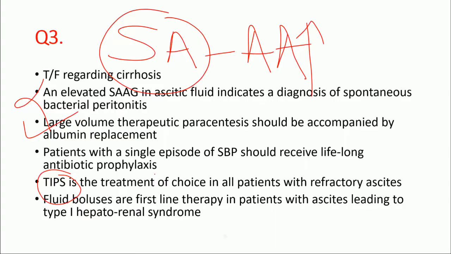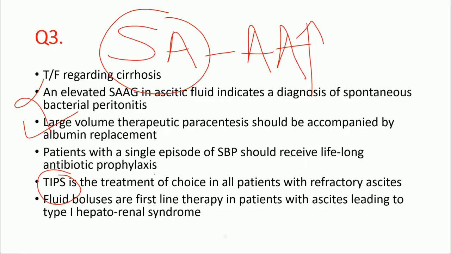And this is where the day 1, day 3 story comes in. In a patient with SBP, clinical trials have shown that when you give albumin on day 1 and day 3, that improves the outcome. Probably it prevents hepatorenal syndrome, which I'm not going to go into a lot. But if you have a patient with SBP and give them albumin on day 1 and day 3, the clinical trials show that the outcome is better and the complications are less.